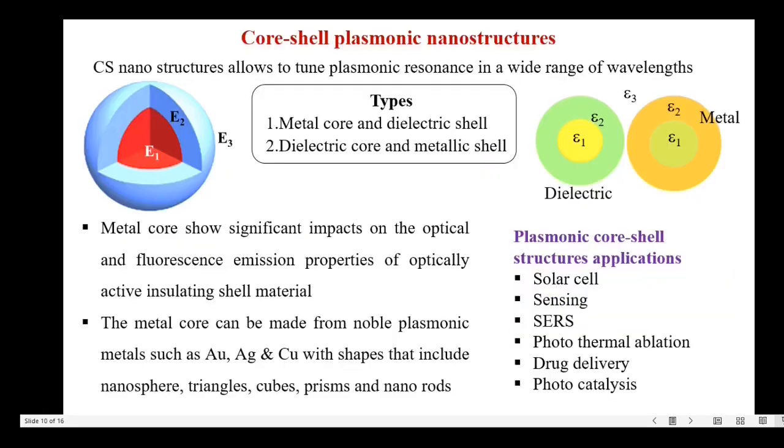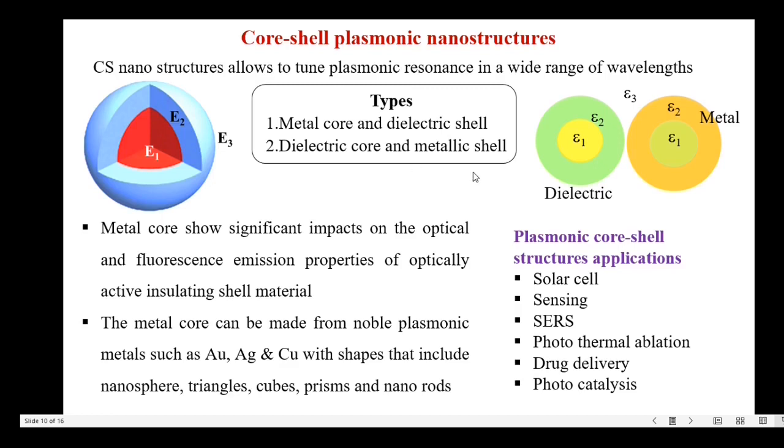So now let's move on to core-shell plasmonic nanostructures. From the previous slide, we understand core-shell nanostructure allows us to tune the plasmonic resonance over a wide range of wavelengths. Here we have a few more examples of core-shell plasmonic nanostructures, that is, metal core with a dielectric shell and dielectric core with a metallic shell.